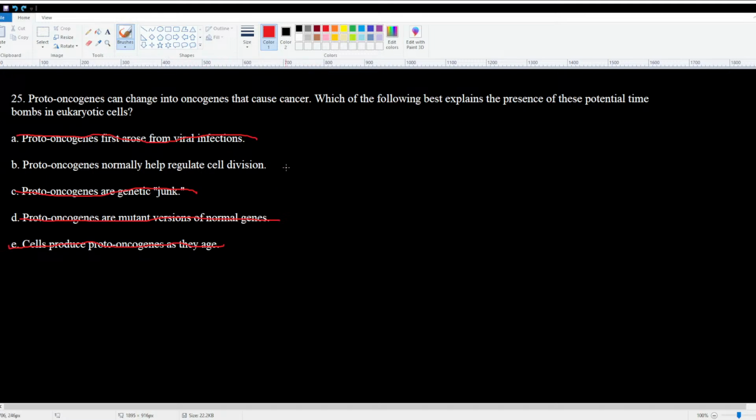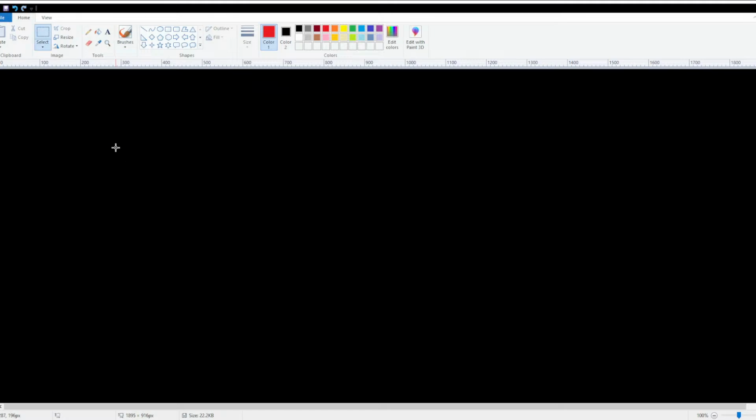Proto-oncogenes normally help regulate cell division. There have been like three questions surrounding that one answer, so that's all you have to know. Proto-oncogenes are normal. Proto-oncogenes are essential to a cell, and once those go out of hand, then they cause cancer. That's the one thing I want to emphasize.